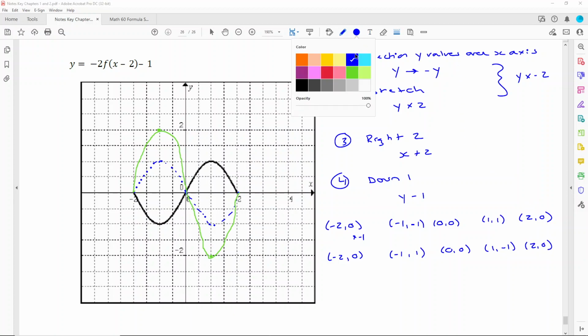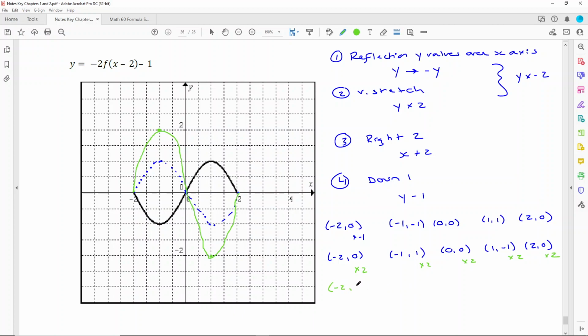Then we'll go to green, and we're going to do these one at a time. Now I'm going to stretch it by 2. Stretch by 2, stretch by 2, stretch by 2, stretch by 2. So now I get that point -2, 0. I get -1, 2. I get 0, 0. I get 1, -2, and lastly 2, 0. So now I'm at this point here, right?